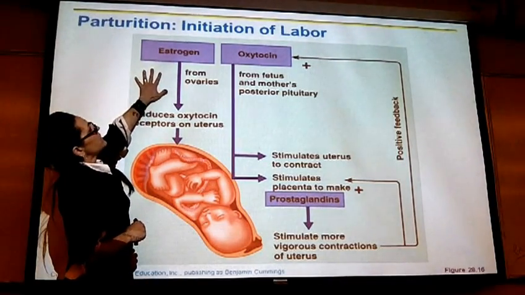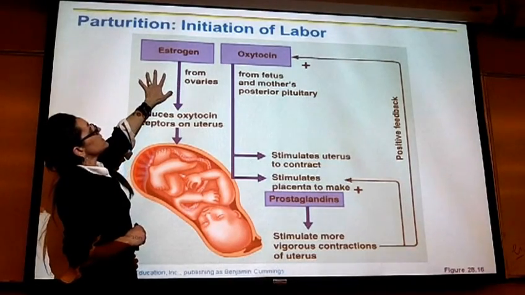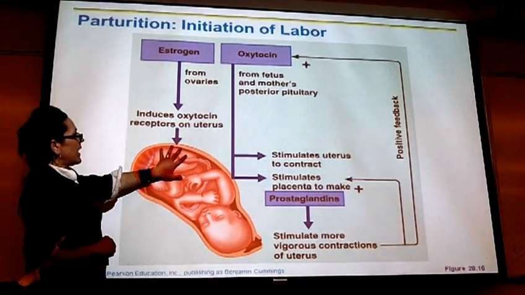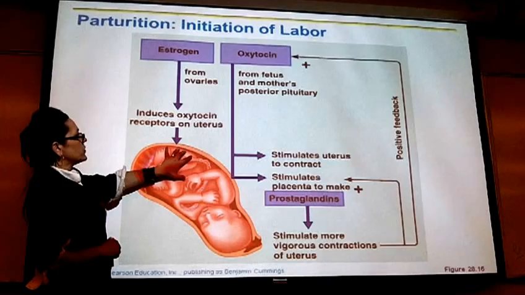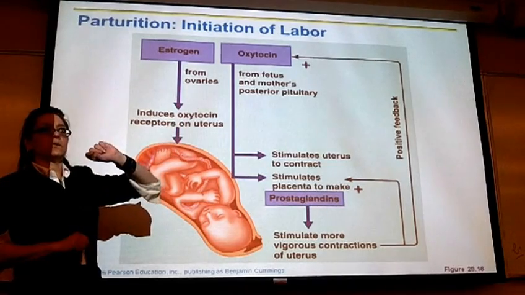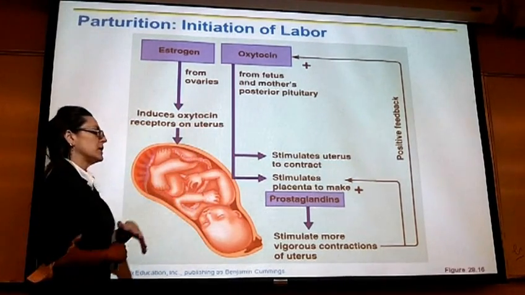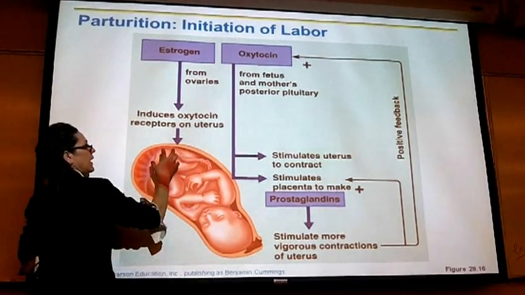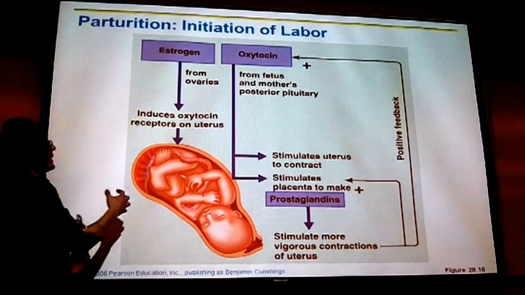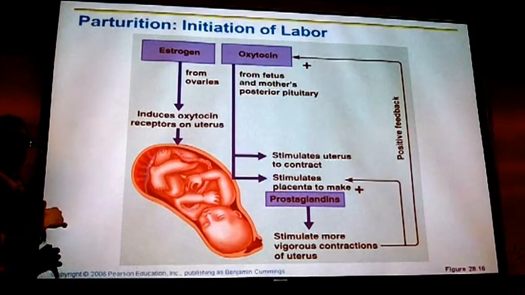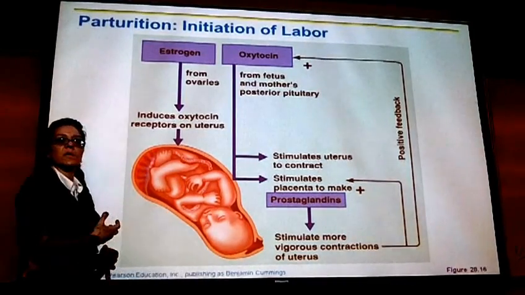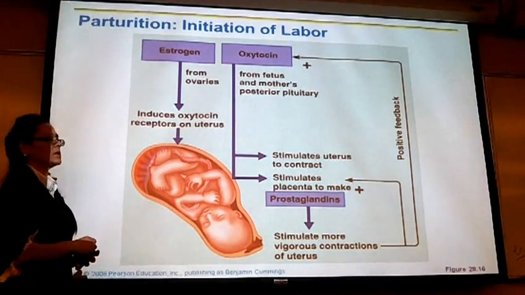Now, let's just look over here. Estrogen is coming from the ovaries. It's also coming from the placenta. Estrogen will come down here, and at the uterus, it will actually cause the uterus to make more oxytocin receptors, so it makes the uterus more sensitive to oxytocin. As estrogen levels rise, the estrogen is telling the uterus, hey, make more oxytocin receptors. Remember, estrogen is a steroid hormone. It can enter into the cells of the myometrium, activate oxytocin receptor genes, and cause oxytocin receptors to form. The uterus becomes more sensitive to oxytocin.